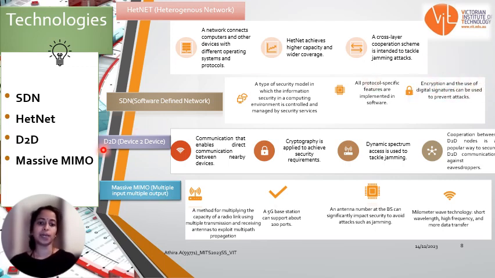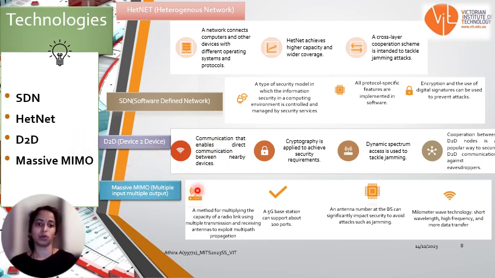D2D is device to device communication. The communication is enabled with nearby devices, and this also provides security features like cryptographic features. Dynamic spectrum is also used here to tackle the jamming attack, and eavesdropping is also reduced by this feature.